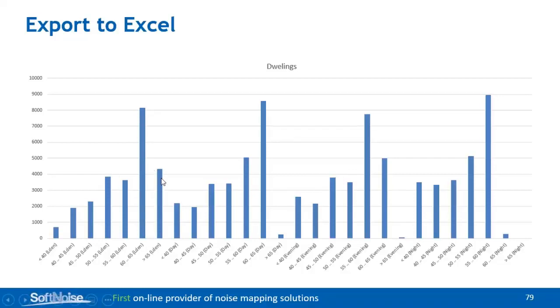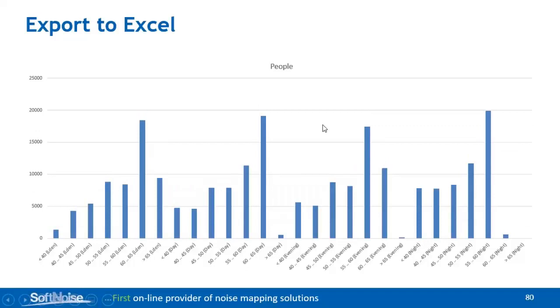But this is the distribution of the number of dwellings exposed to noise over 5 dB noise classes for LDEN, for the day, for the evening, and for the night period. And so this is for dwellings, and you can create, of course, a similar graph in Excel for the people. The number of people exposed to noise in 5 dB noise classes for the LDEN, day, evening, and night.